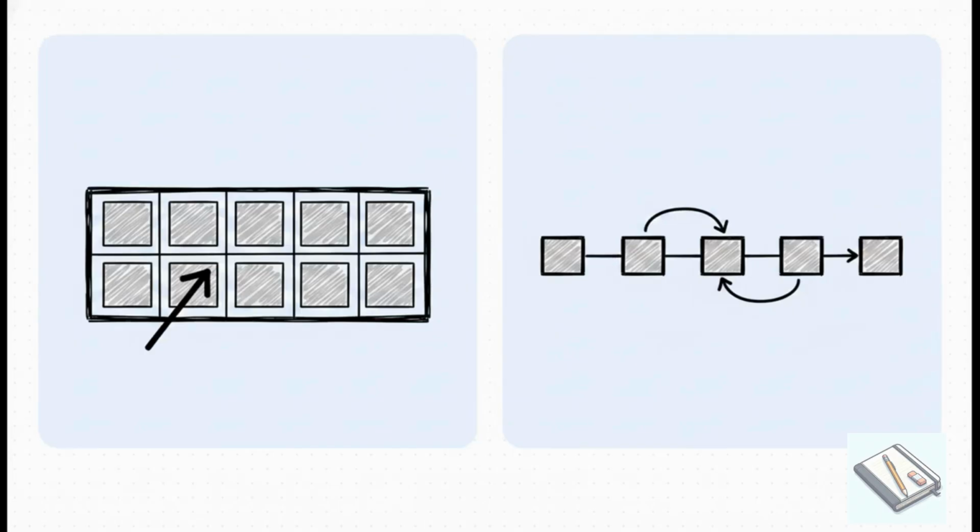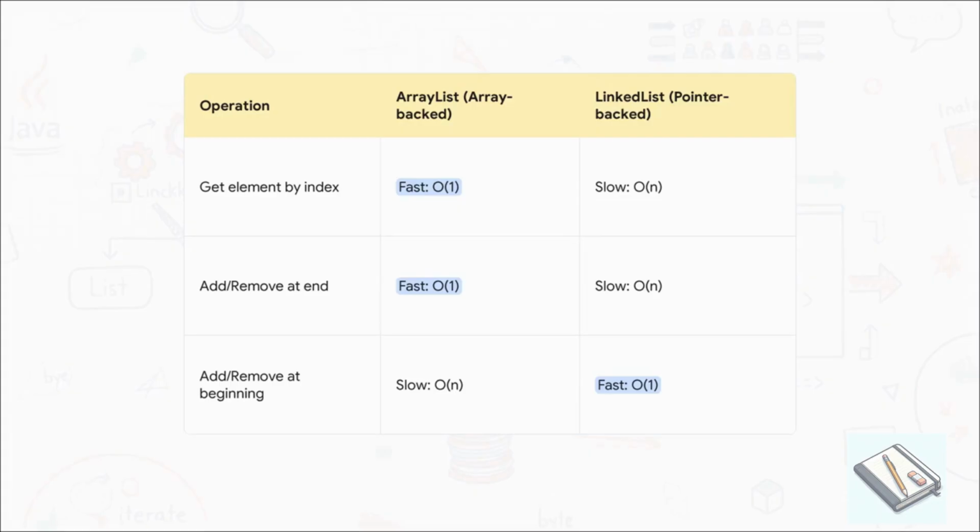Well, let's look at the 2 most famous list implementations, ArrayList and LinkedList. On the surface, they seem to do the same job, but under the hood, they're completely different animals. An ArrayList actually uses a dynamic array behind the scenes. A linked list, though, is more like a chain of nodes, where each little piece just knows about its immediate neighbors. And this is where the performance difference becomes absolutely massive.